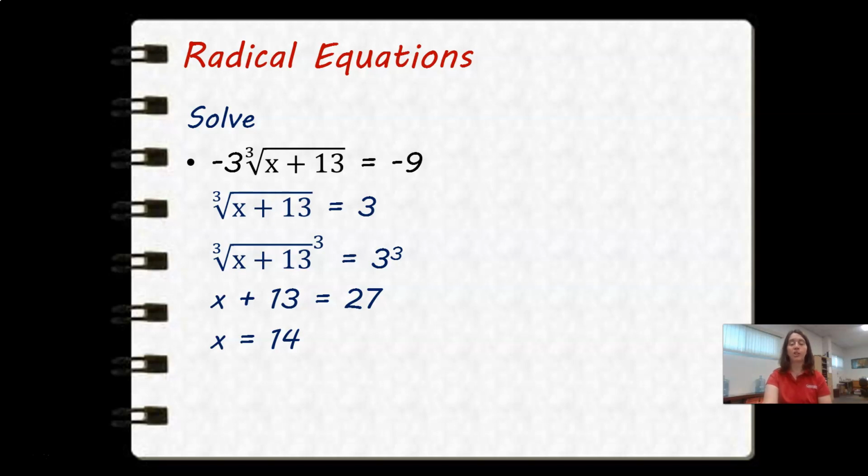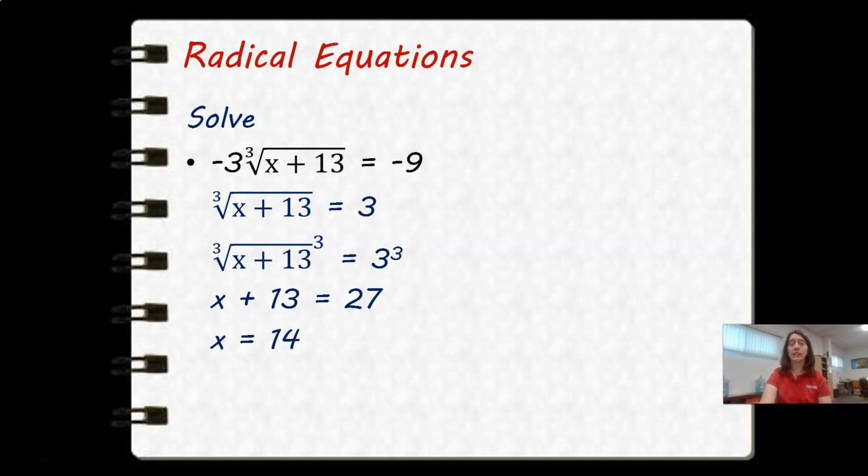Before I move on, we're going to check our answer. So 14 plus 13 is 27. The cube root of 27 is 3. And negative 3 times 3 is negative 9. So we know we have the correct answer in our question.